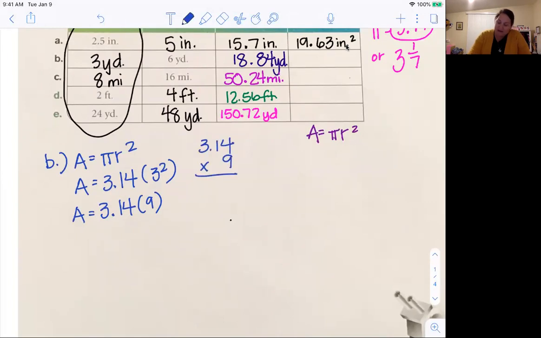3.14 times 9. 9 times 4 is 36. 9 times 1 is 9, plus 3 is 12. 9 times 3 is 27, plus 1 is 28. So we get 28.26 square yards.